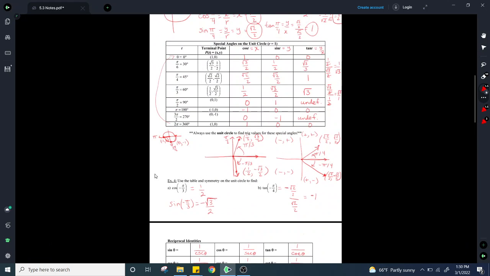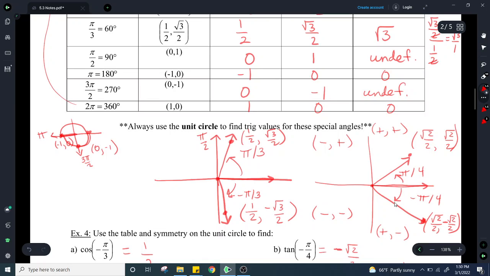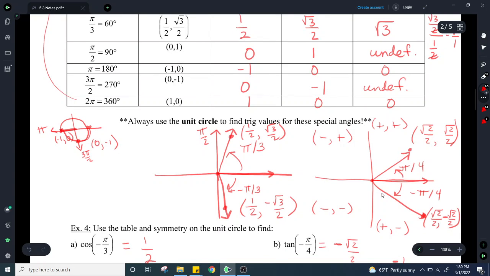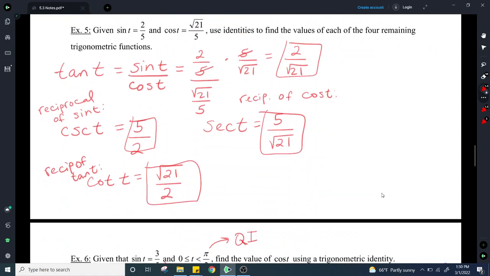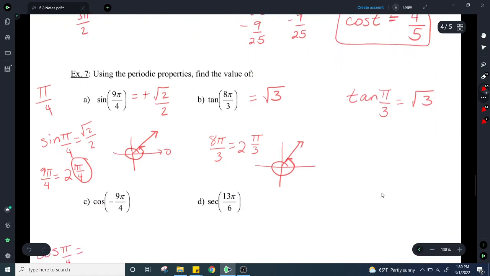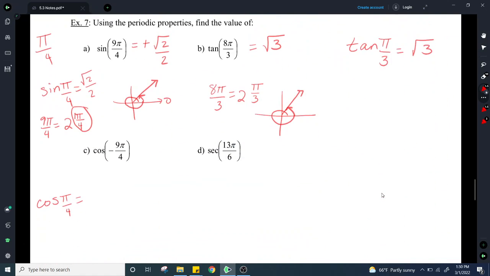Pi over 4, the cosine value was square root of 2 over 2. So pi over 4 is where sine and cosine values are the same. They're both square root of 2 over 2. So cosine of pi over 4 is square root of 2 over 2. So let's jot that down. And then we just need to figure out whether this is positive or negative. And we're going to determine that by the quadrant. So we know it's going to be square root of 2 over 2, but is this positive or negative?